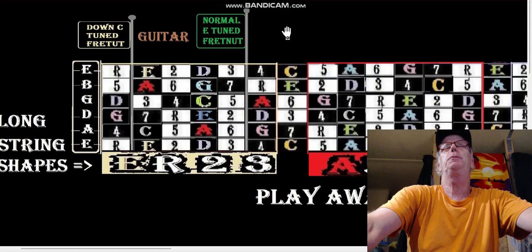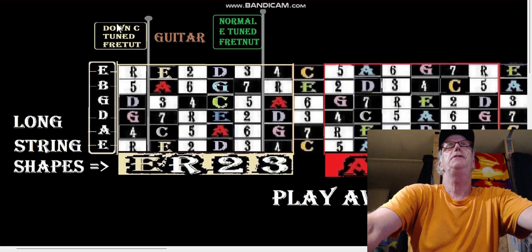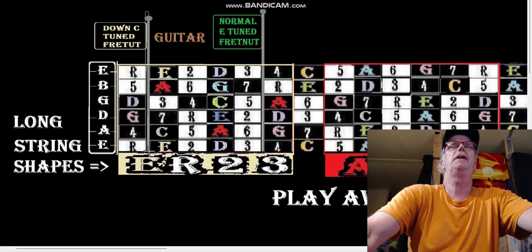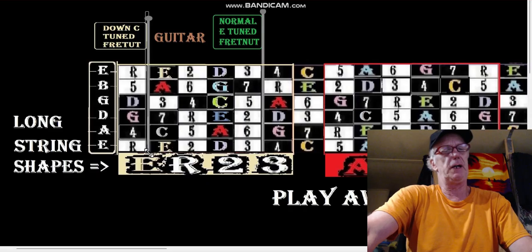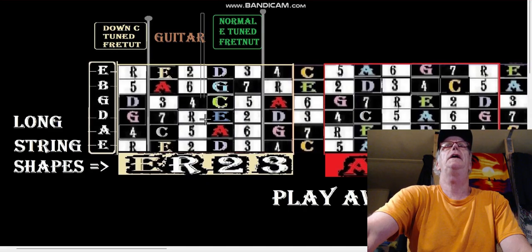Okay, had to take a little break there. So we're looking at my guitar, which is down C tuned. If there was a fret nut here, if we had a down D tuned fret nut, guitar rather, it would be right here, right?